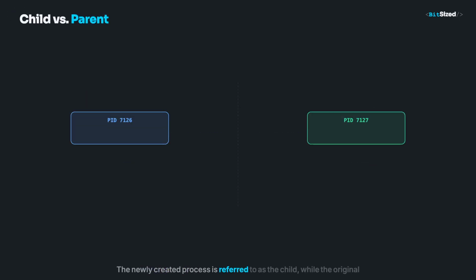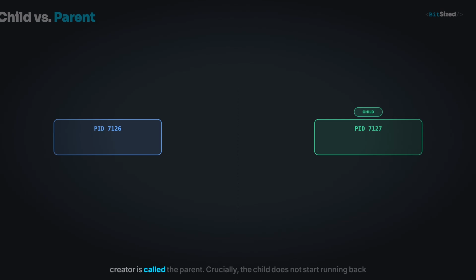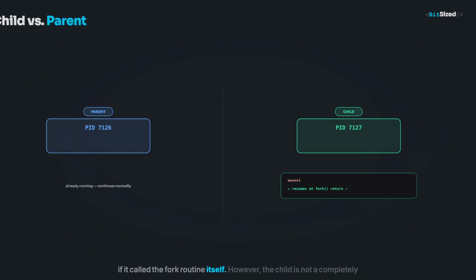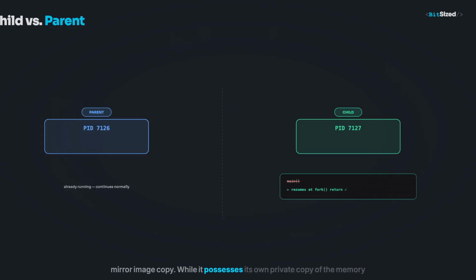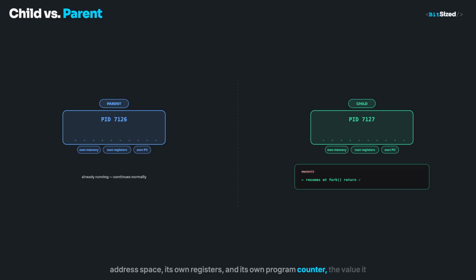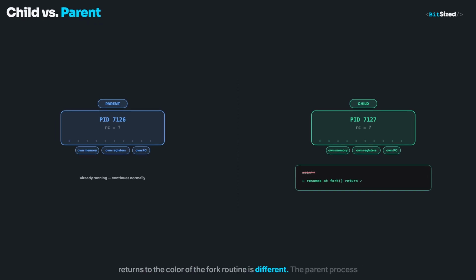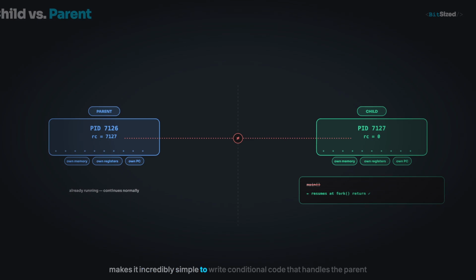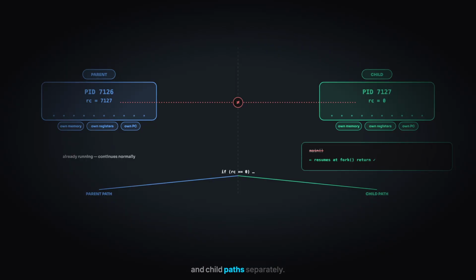The newly created process is referred to as the child, while the original creator is called the parent. Crucially, the child does not start running back at the main routine. It simply comes into life inside the execution stream, as if it called the fork routine itself. However, the child is not a completely mirror image copy. While it possesses its own private copy of the memory address space, its own registers, and its own program counter, the value it returns to the caller of the fork routine is different. The parent process receives the positive process identifier of the newly created child, whereas the child process receives a return code of 0. This explicit difference makes it incredibly simple to write conditional code that handles the parent and child paths separately.